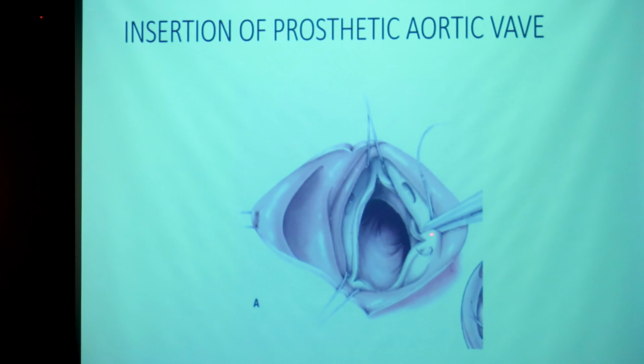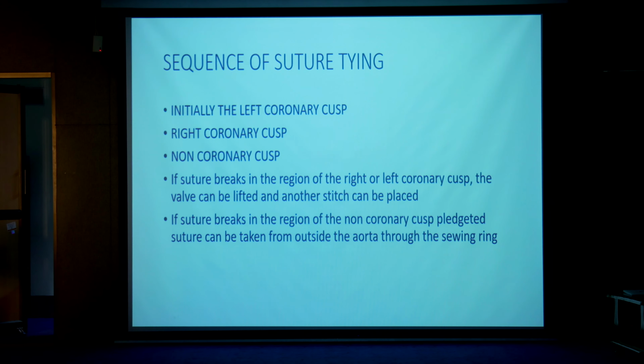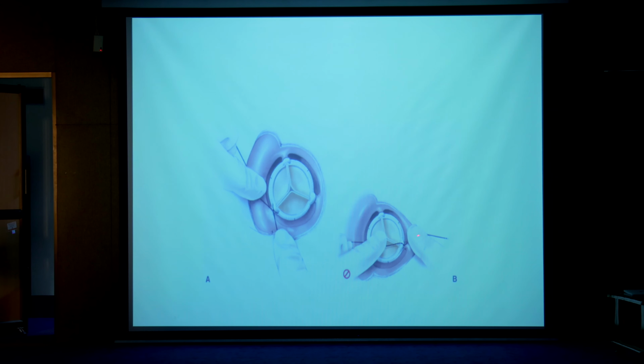If the suture breaks in the region of the left or the non-coronary sinus, the valve can be lifted and another stitch can be placed. If the suture breaks in the region of the right coronary cusp, pledgeted sutures can be taken from outside the aorta through the sewing ring. This can't be done in the region of the right and the left coronary cusp. This is the reason for the sequence of suture tying. And suture tying needs to be done in this way, parallel to the sewing ring, because if you try this way, you are prone to injure the leaflets, and you are prone to injure your finger also.